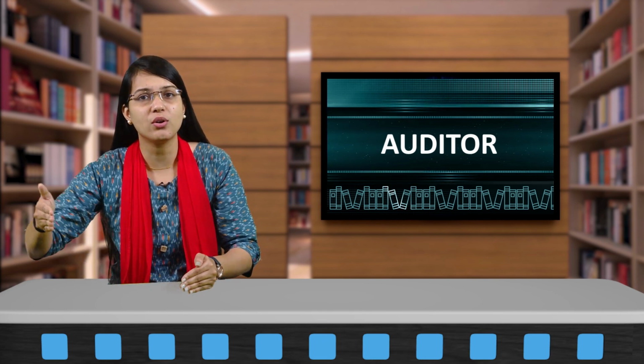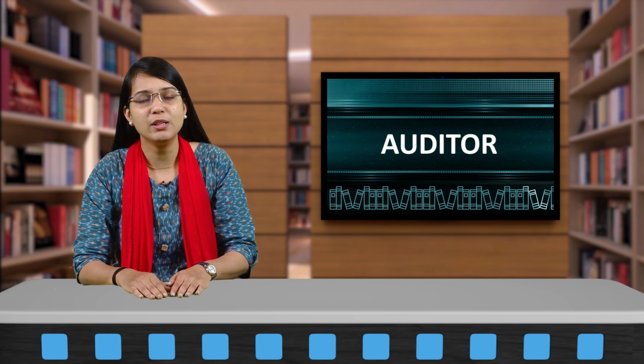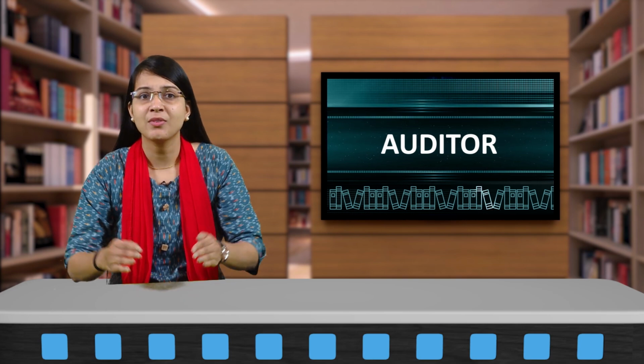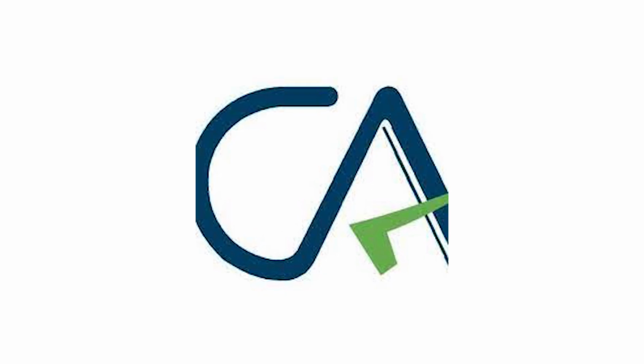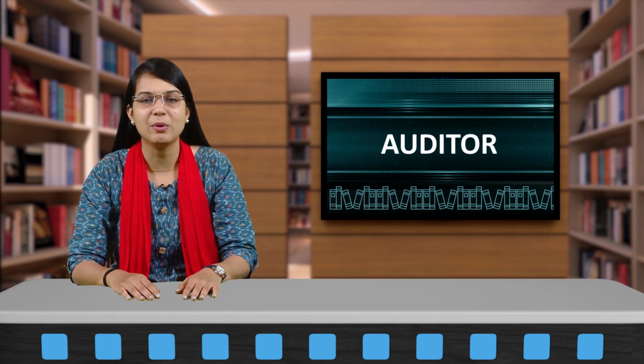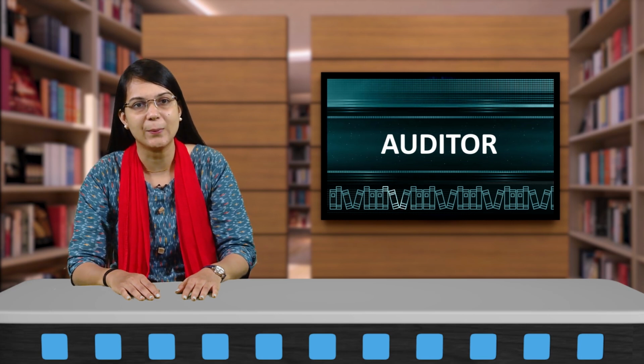To conduct audit of the company, the first auditor must be appointed by the board of directors within a period of 30 days from the date of incorporation of the company. An auditor means a chartered accountant or a firm of chartered accountants which is qualified to be the auditor of the company and who has given his consent to be appointed as auditor of the company.